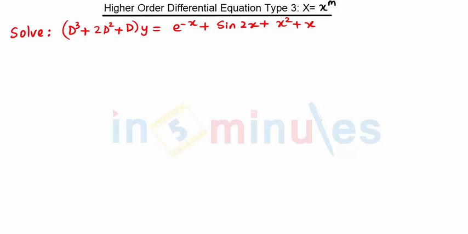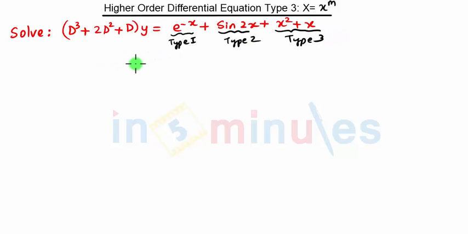So this is our question. If you see in this question we have e raised to minus x, sine 2x, and x square plus x term. So this is of the form type 1, this is of type 2 and this is of type 3. So this question is a combination of type 1, type 2 and type 3.